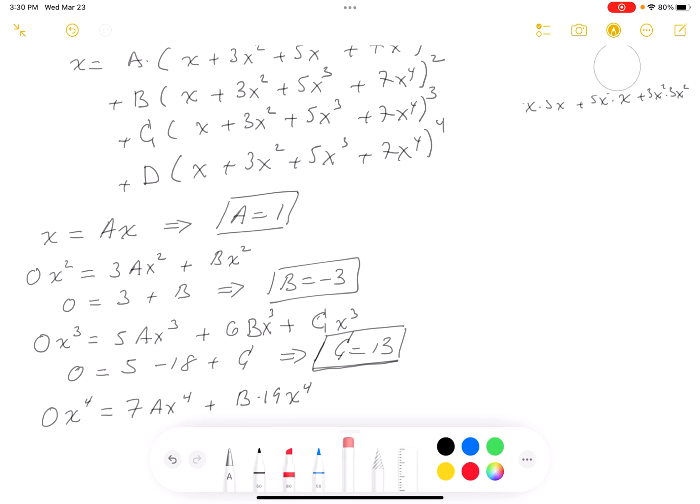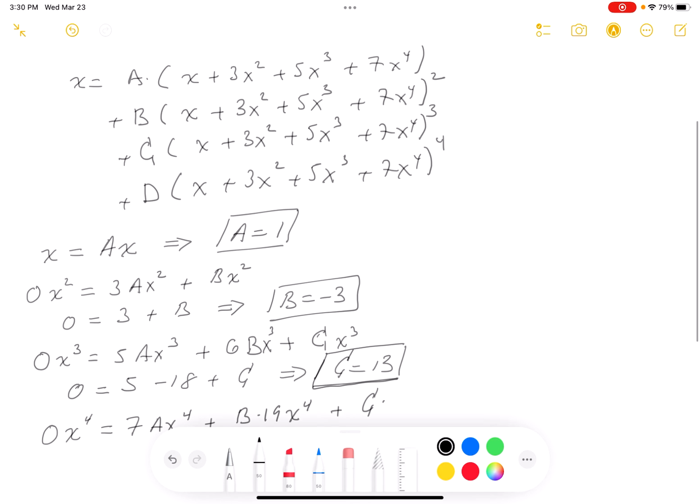Let me erase this over here. And I'm moving on to the C part now, aren't I? I'll write this over here. Whoops. Plus C times something, right? This is a cube problem, isn't it? x plus 3x squared, and we're cubing it, right?